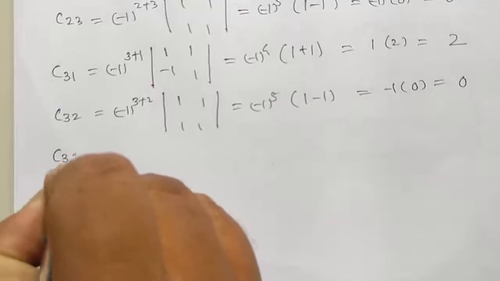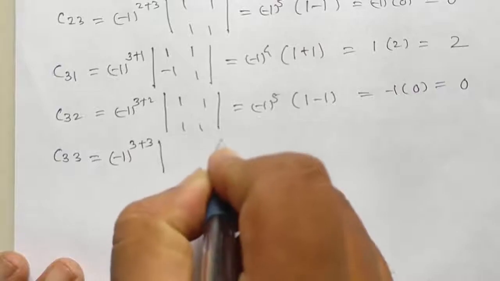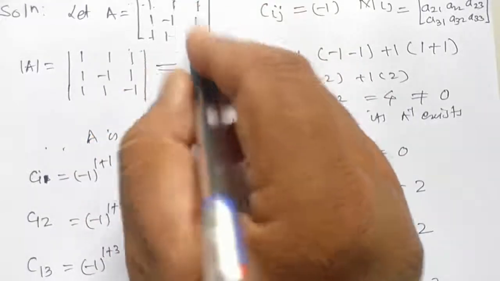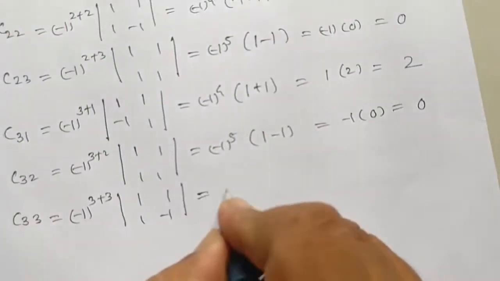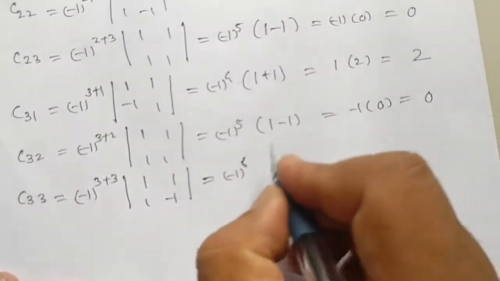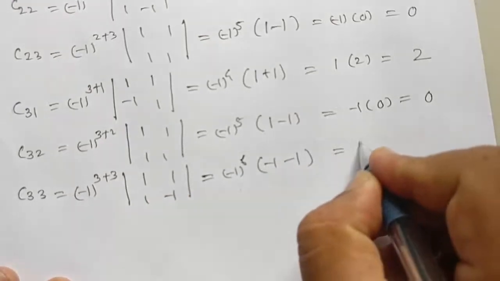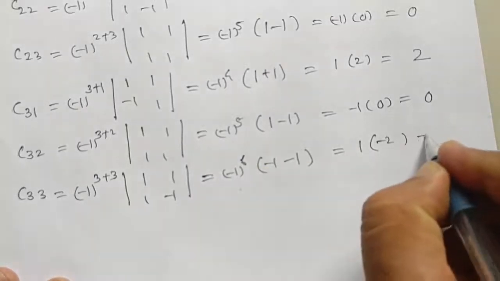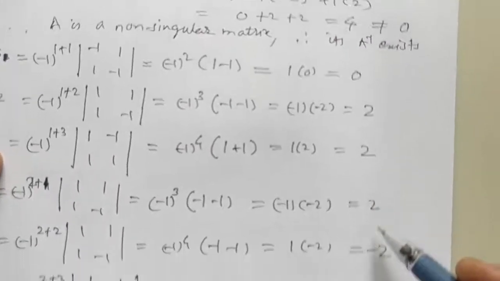Now the last element, C33, is equal to minus 1 raised to 3 plus 3 times the minor. Deleting this row and column, we get 1 1, 1 minus 1, equal to minus 1 raised to 6 into (minus 1 minus 1). Minus 1 raised to 6 is positive, so it is minus 2. These are the 9 cofactors.